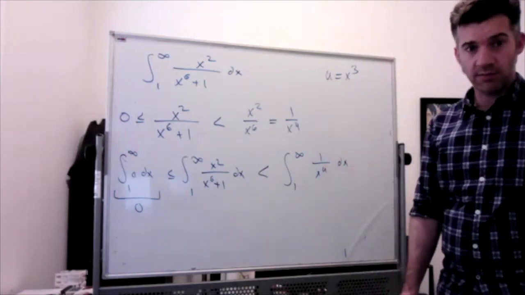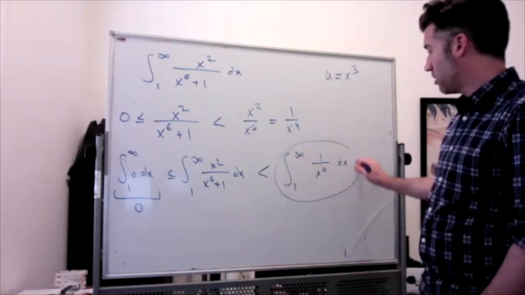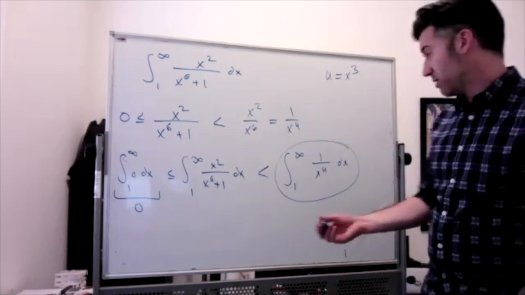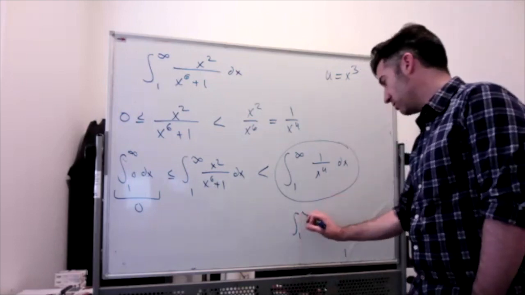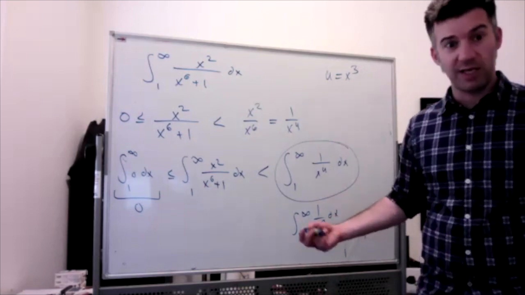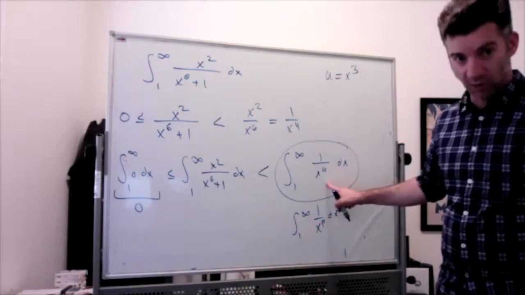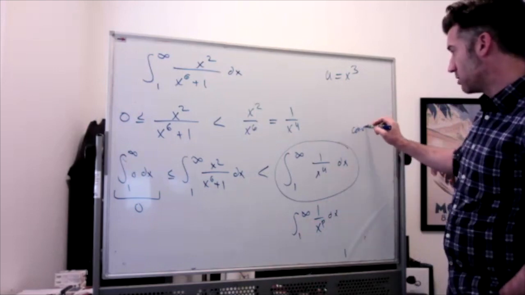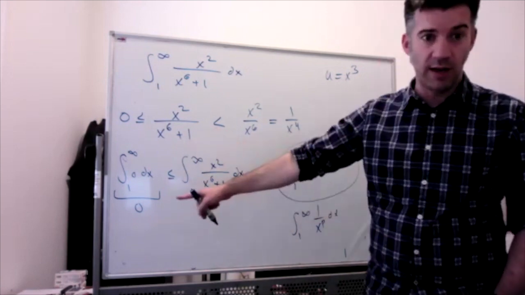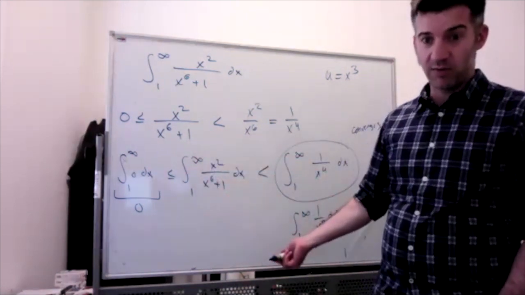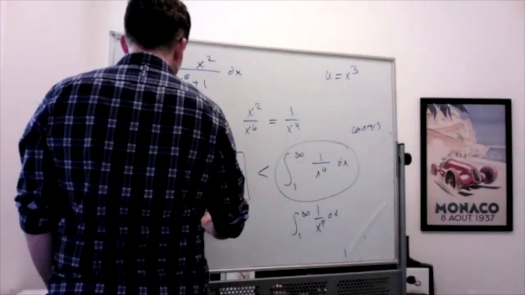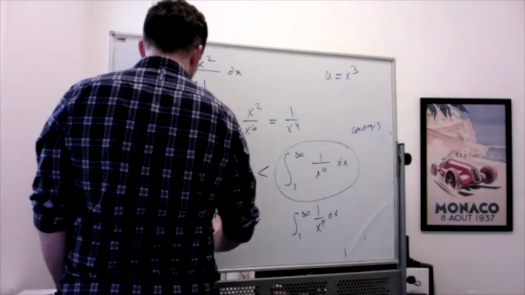But here's the thing. This integral here, we know is convergent by the p-test, right? This looks like the integral from 1 to infinity of 1 over x to the p. And we said that this converges if p is larger than 1. Well, 4 is definitely larger than 1. So this converges. And since this is less than something that converges and still non-negative, it also converges. So we say this converges by comparison.